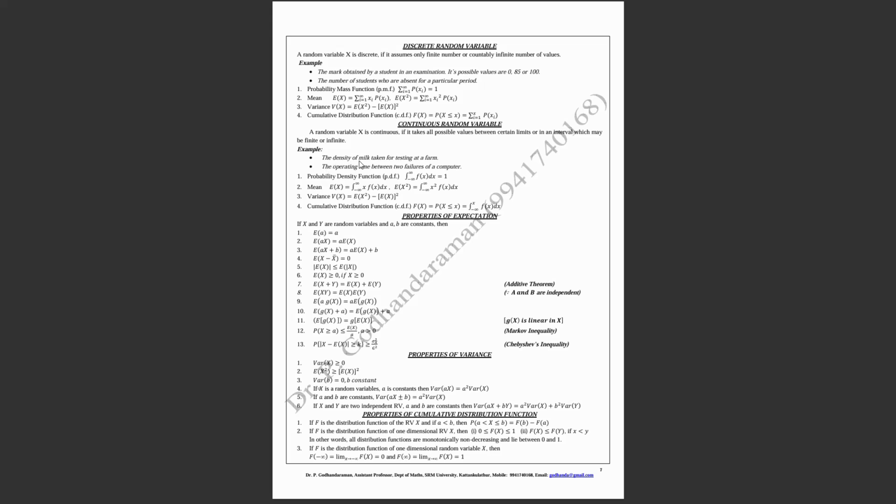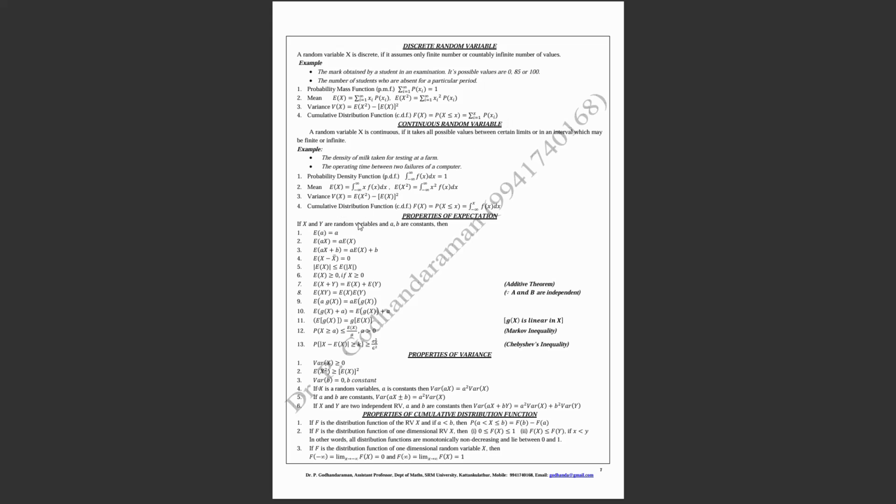For example, the density of milk taken for testing at a farm. So we cannot say the exact values. Or the operating time between two failures of a computer. So it can be an uncountable number of random variables, so infinite number of random variables. So these are examples of the continuous random variable.